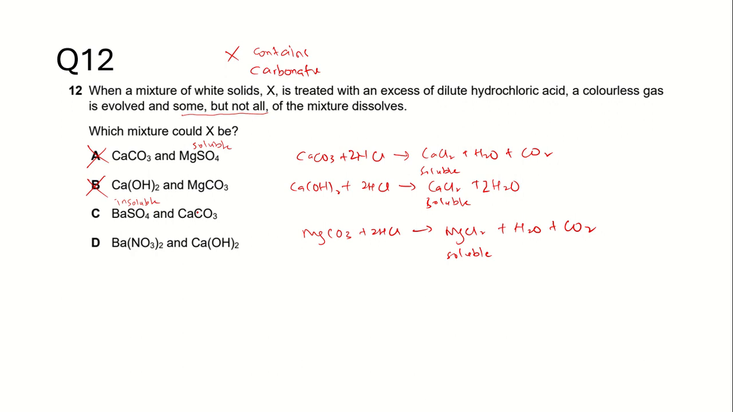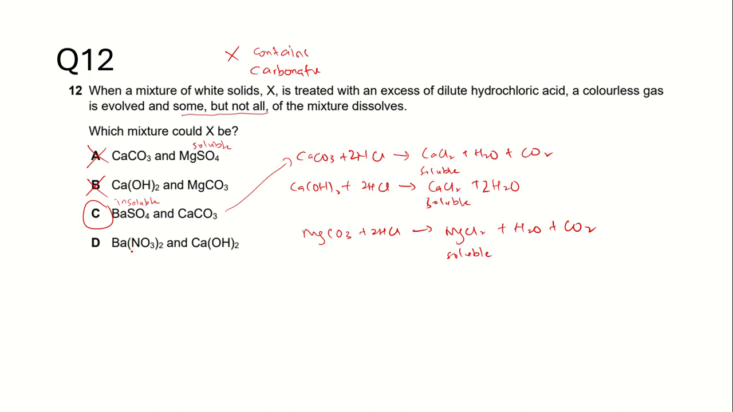Let's look at calcium carbonate, another solid inside X. Calcium carbonate will react like this, forming calcium chloride, which is soluble. But at the end, we will still see this barium sulfate solid in the solution. So C is our answer because the question is some but not all of the mixture dissolved.